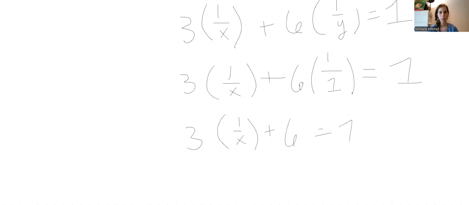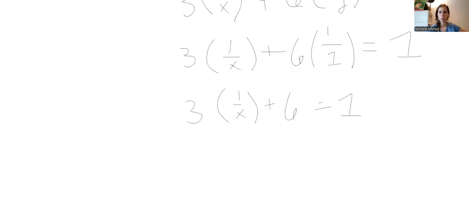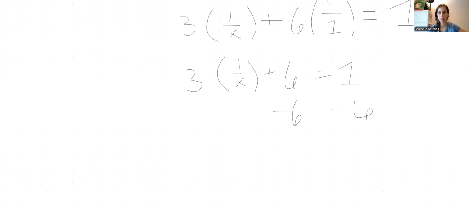Okay. With a problem like this, it always makes me feel nervous, like, oh my goodness, what if I made a math error? So take a second and double check your math. Subtract 6 from each side. Just leave the unmanageable fraction multiplication thing alone until the last bit. Then you have 3 times 1 over x equals, what's 1 minus 6? That is negative 5.